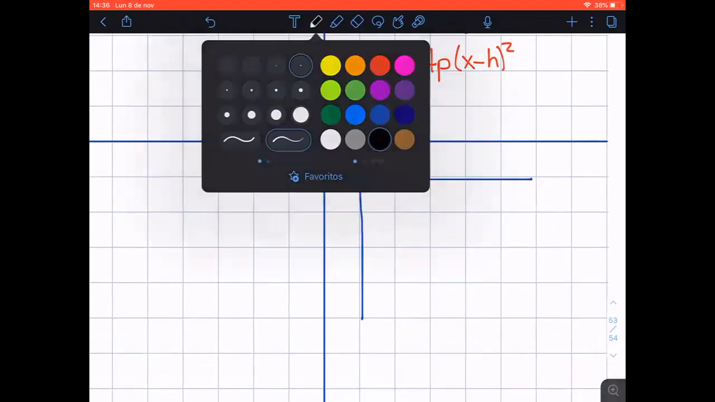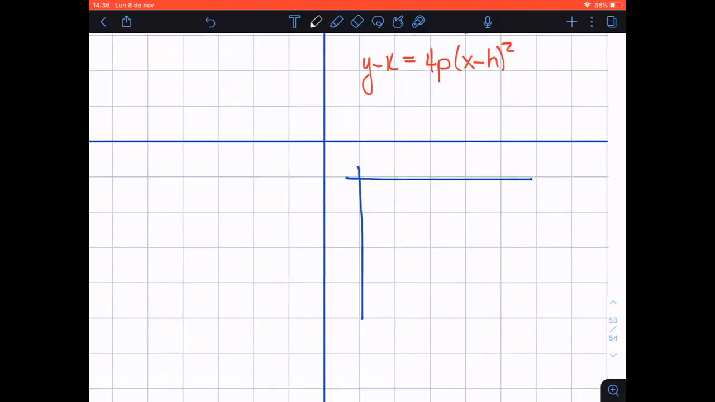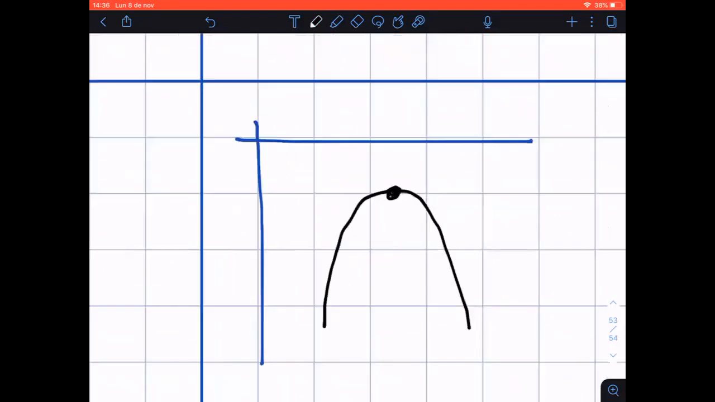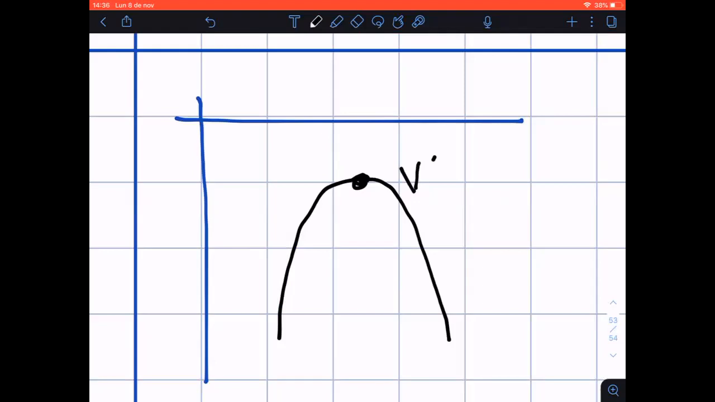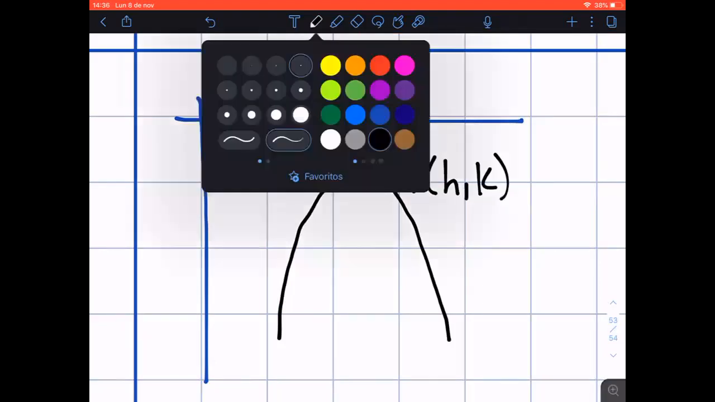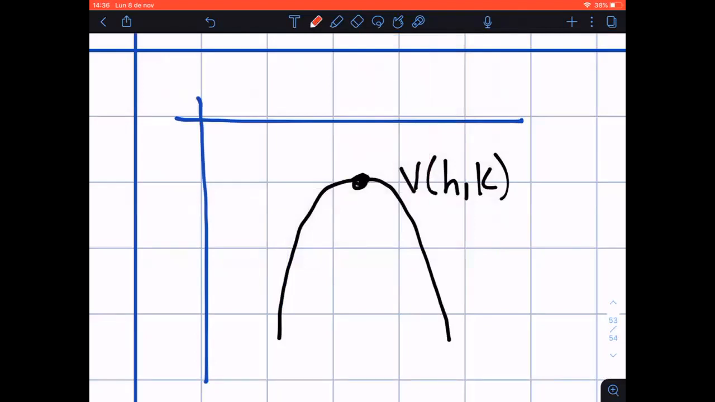Coordinate plane. Now let's draw a parabola that will be vertical and negative, and your vertex will be at the top, right? You already know that the coordinates of the vertex will be h comma k. The focus will be always inside, so the focus will be right here. And the directrix will be on the other side, and in this case will be a horizontal line.